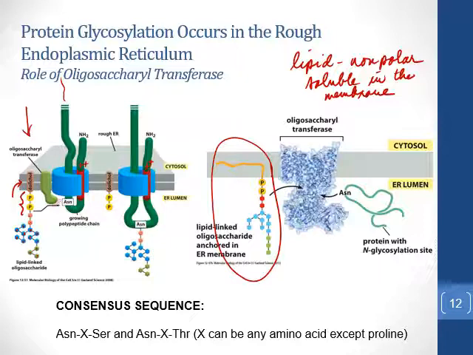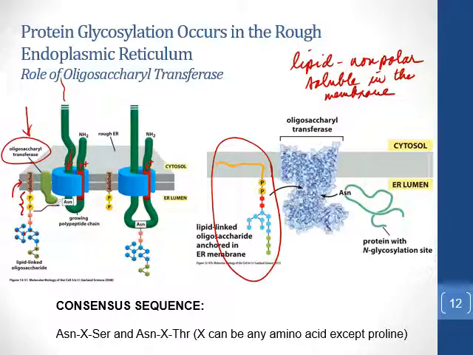Okay, so there comes that protein. It's moving through the translocon. The energy of translation is pushing the rest of this protein through the translocon. Linked to the translocon is an enzyme called oligosaccharyl transferase. It's going to do exactly what its name implies. It's going to transfer an oligosaccharide to the protein.